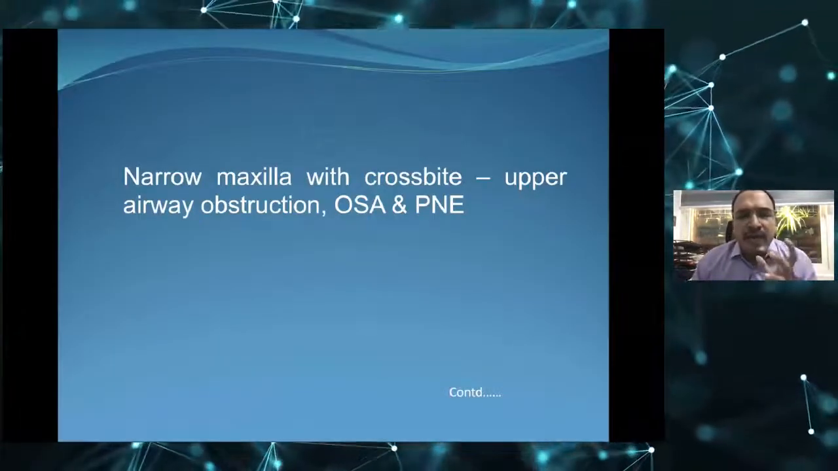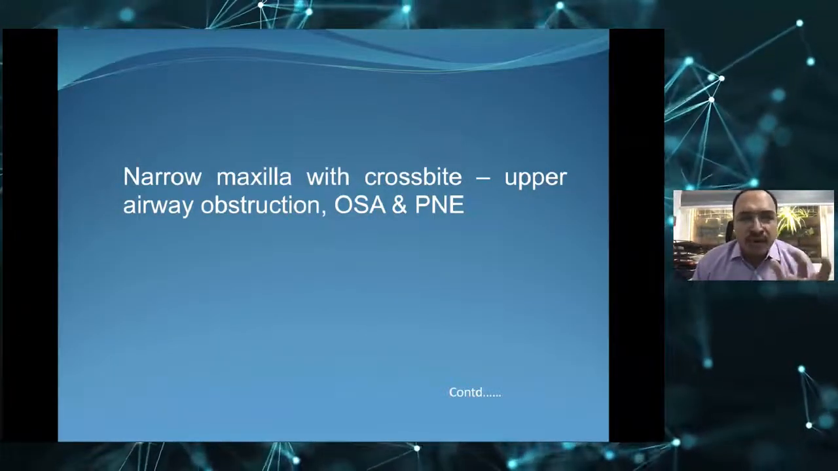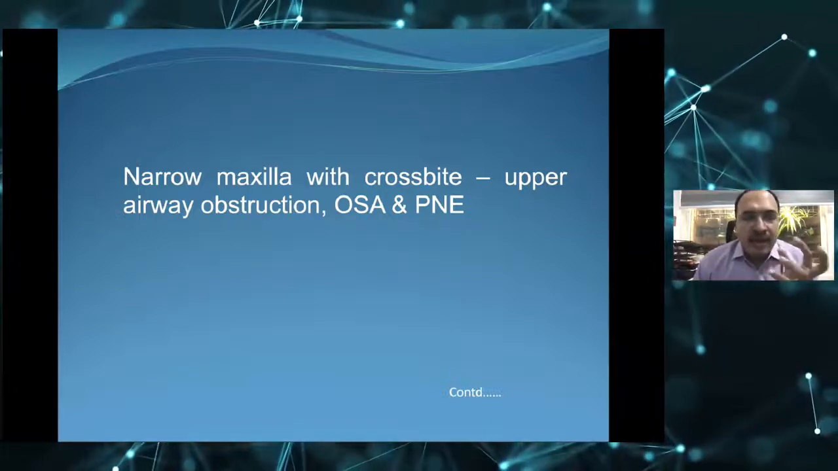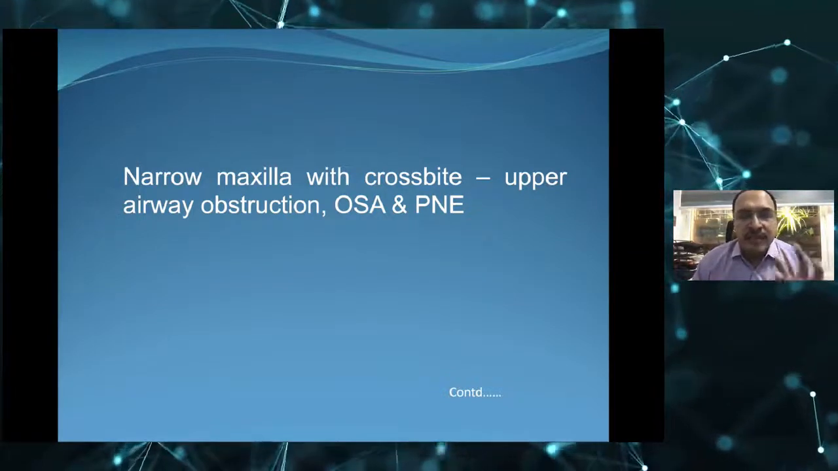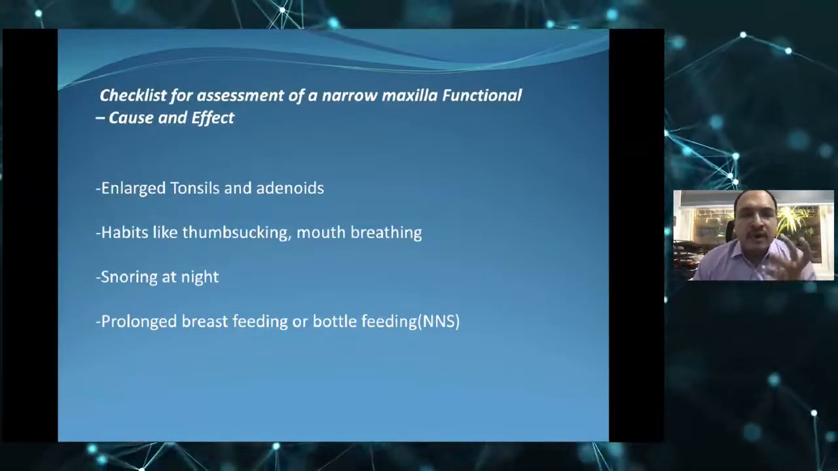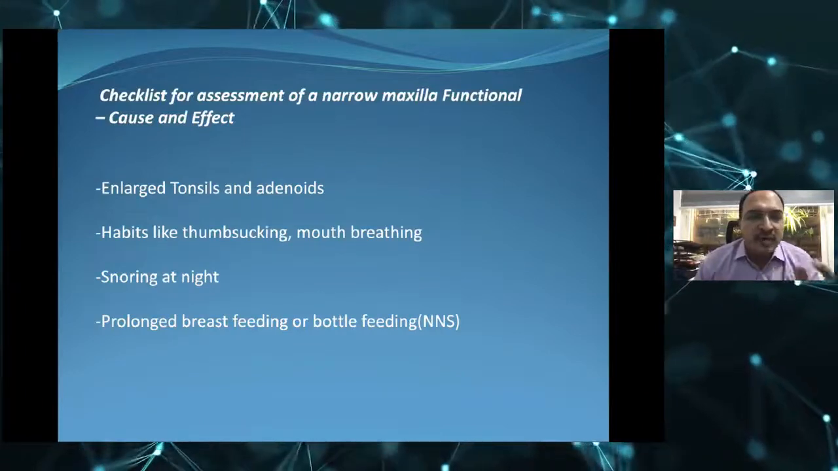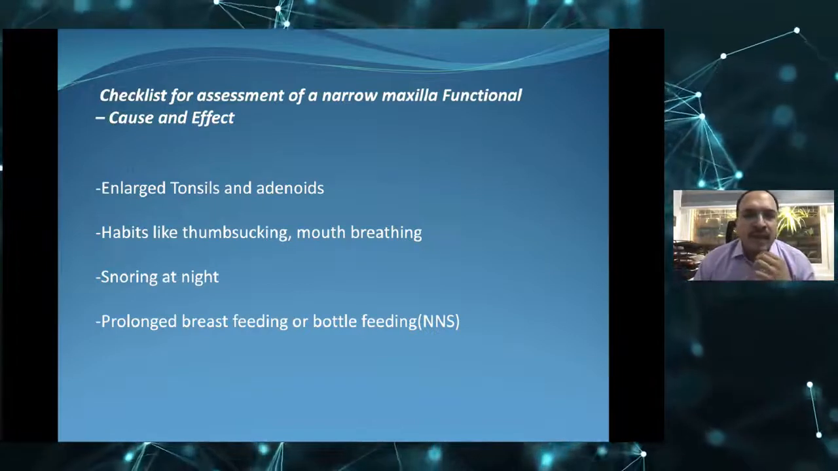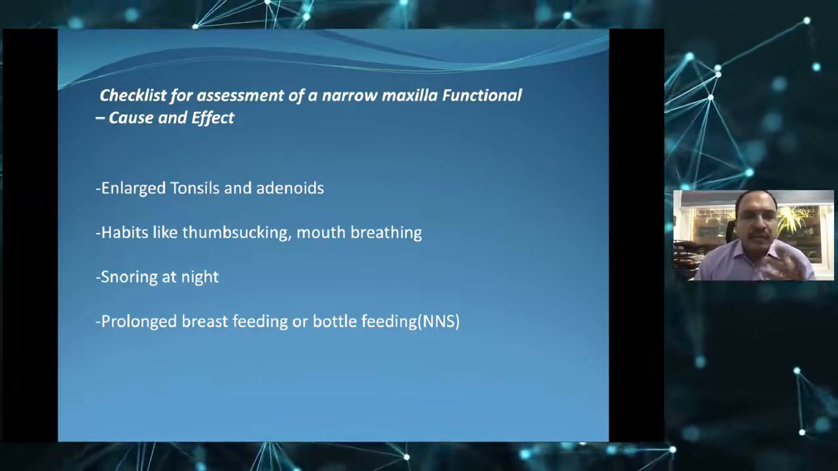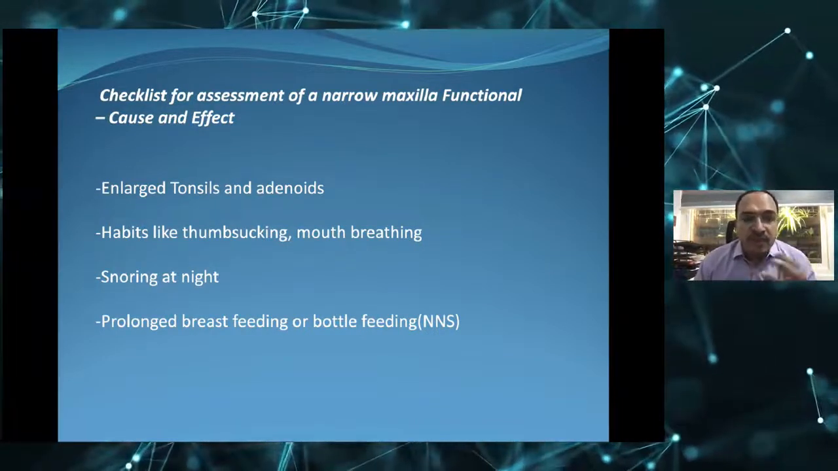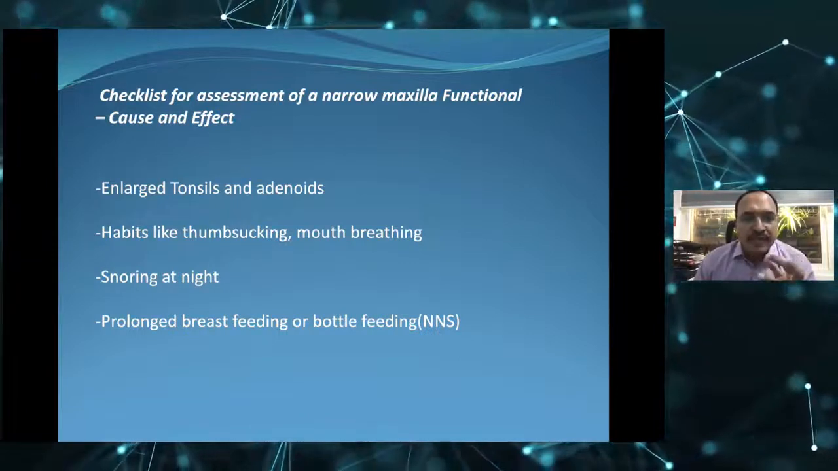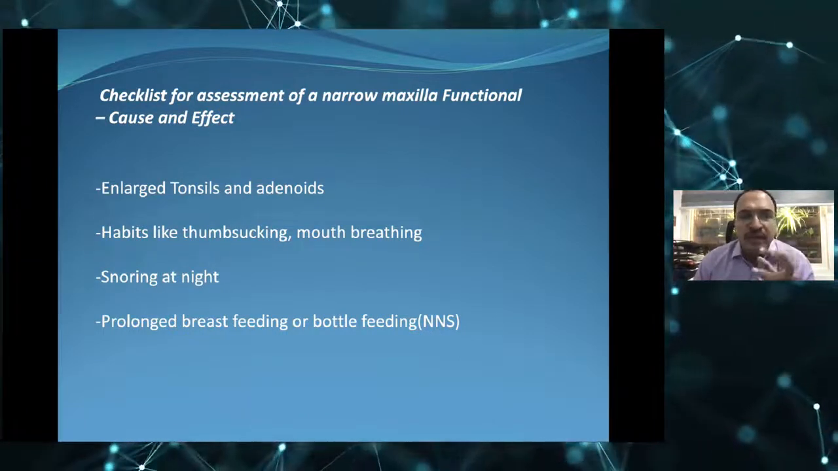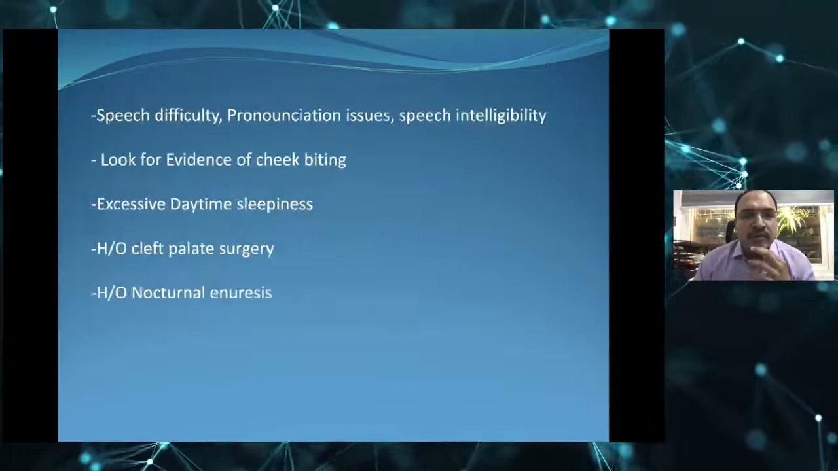Coming to the narrow maxilla with posterior crossbite, which is seen more vigorously in certain pediatric OSAS cases, we need to look at the cause and effect. Is there enlargement of the tonsils or adenoids? Are there any habits, thumb sucking or mouth breathing? Is there any snoring at night, or prolonged breastfeeding or bottle feeding which has caused this issue? So we need a proper case history evaluation from a myofunctional developmental perspective.